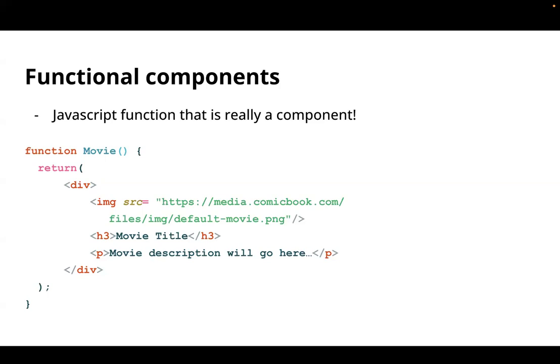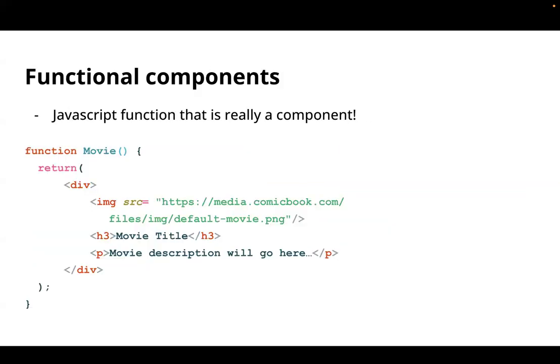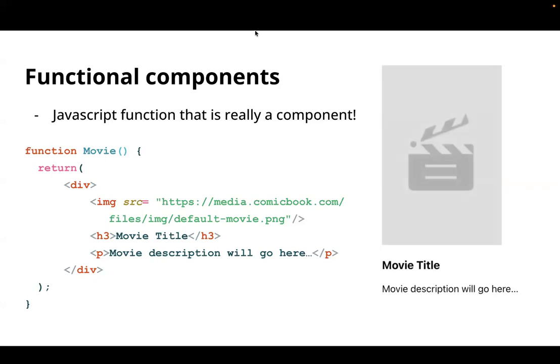What makes this a component is that inside the return statement, we are actually returning a block of HTML tags, or HTML elements. These are the repeated HTML elements. To start with, we have the image, we have a header, and we have a paragraph. That is what I mean by saying that we are grouping different HTML elements together and returning them, and that makes it a component. If you try to code it out, this component will look something like this.